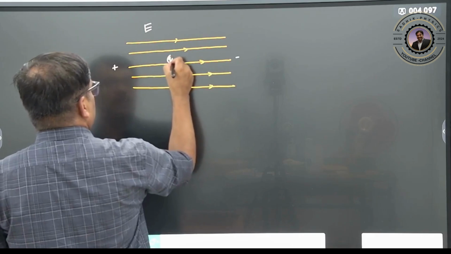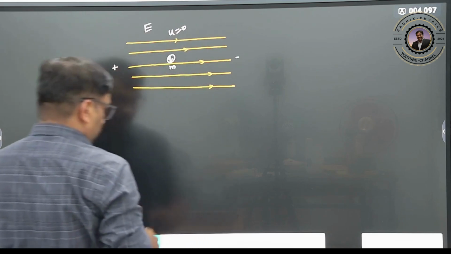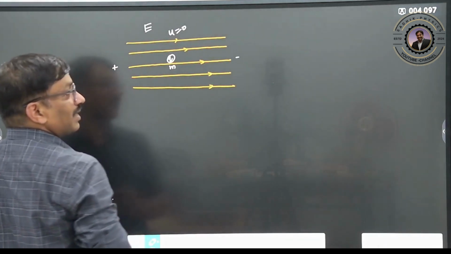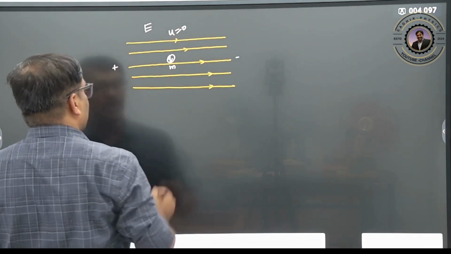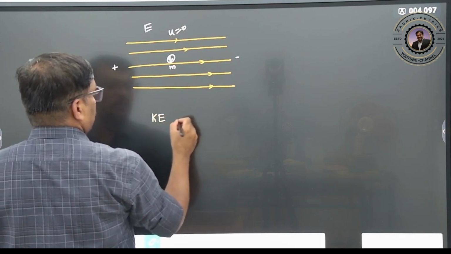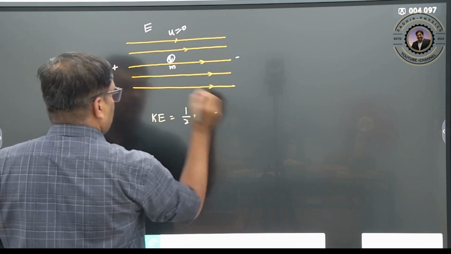Suppose there is a charge of mass m, initially started from rest, therefore u is equal to 0. We want to calculate what will be the kinetic energy after a certain time t. Therefore, after time t, we can write kinetic energy as half mv square.